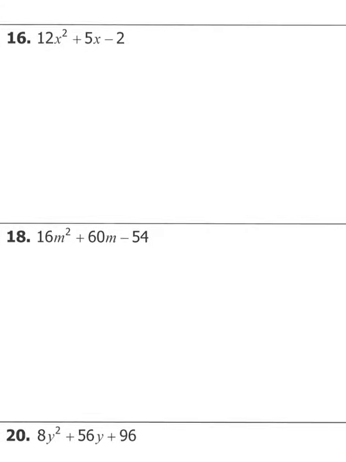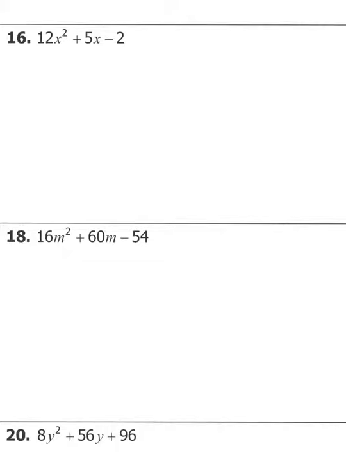Okay, so with 16, I still have something in front of the x squared, but now I can't get rid of it like I did in the previous two problems by dividing it out as a greatest common factor, because 5 and 2 and 12, they don't have anything in common. They don't have any variables in common. They don't have any numbers in common. So what are we going to do?